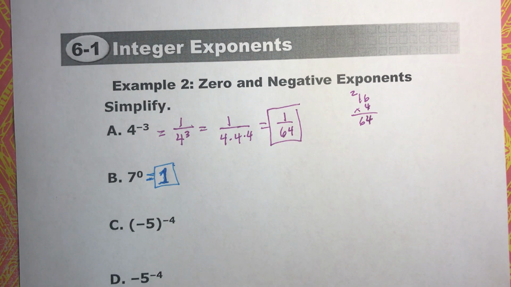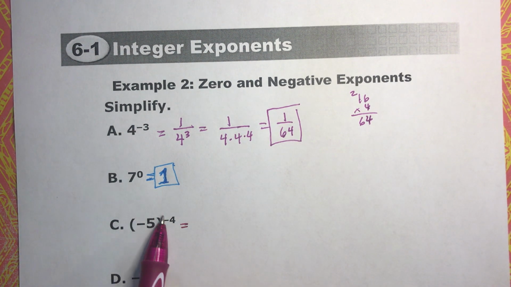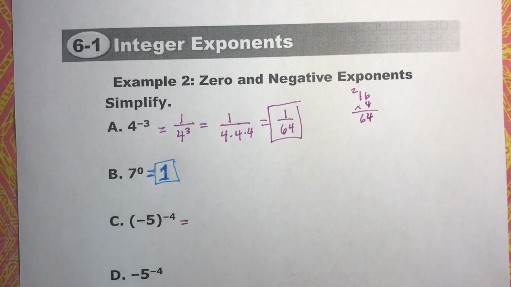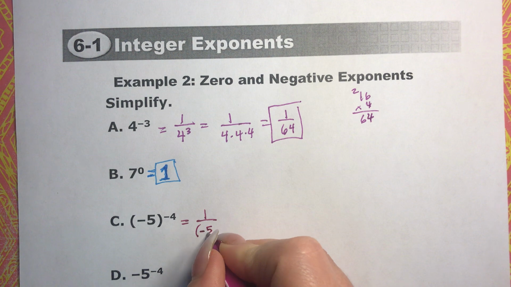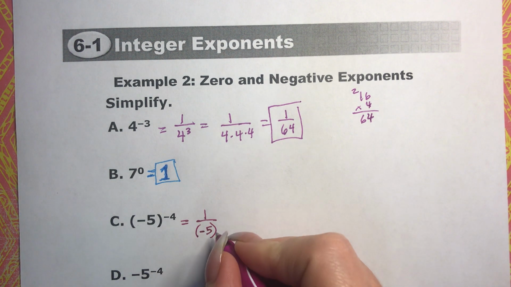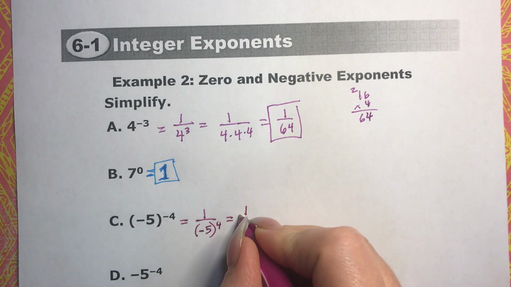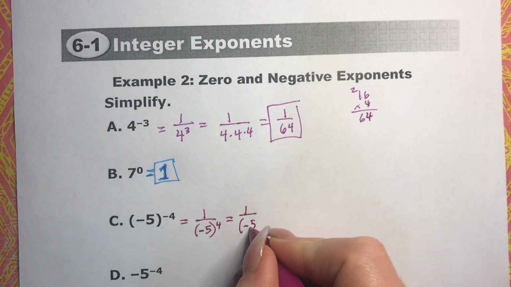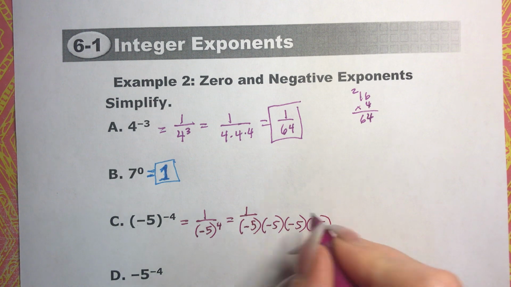Okay. Next one. What do we have? Okay, so we have parentheses, right? -5 raised to the -4th power. Okay, there's that negative in the exponent. That's fine. That just means 1 divided by whatever this base is. Since it's in parentheses, that means the base is -5. I'm going to put that in parentheses. You're going to see why in a moment. And then to the 4th power, and now that's a positive, right? So what does this mean? Well, this means 1 over -5 times -5 times -5 times -5. Okay, that's what that means.